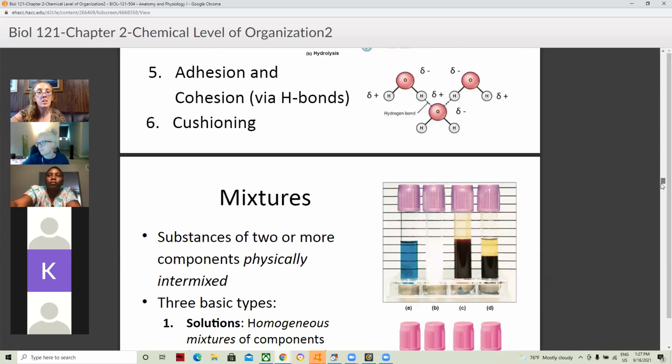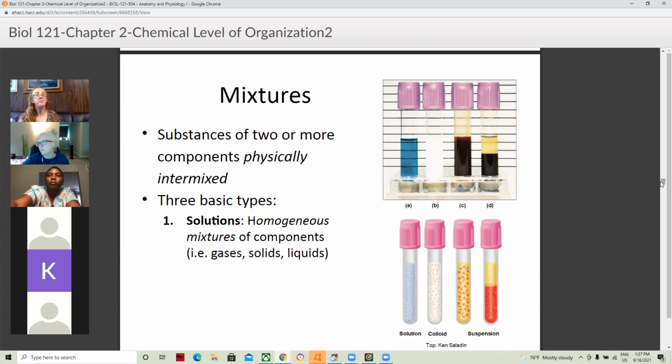So a little easier thing to think about. Mixtures. Mixtures are substances of two or more components physically intermixed. Three basic types of solutions. We have homogeneous solutions, mixtures of components like gases, solids, and liquids.